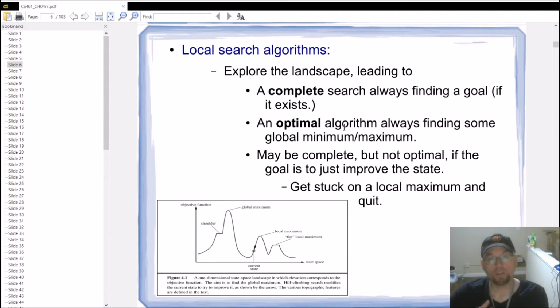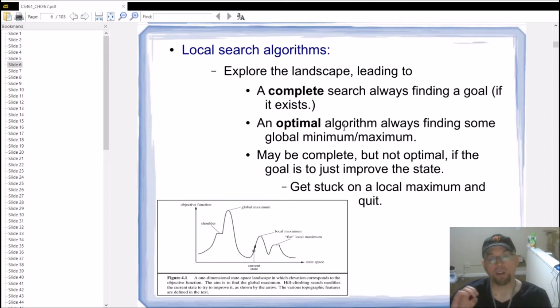So what do local search algorithms do? They search the landscape. Now, these algorithms, hopefully, but you'll see some of the issues that we're going to have here in a second. So I'll just go with what the text says. We want algorithms that are complete, so that they always find the goal if it exists, if it's possible to have 8 queens on the board where they're not attacking each other.